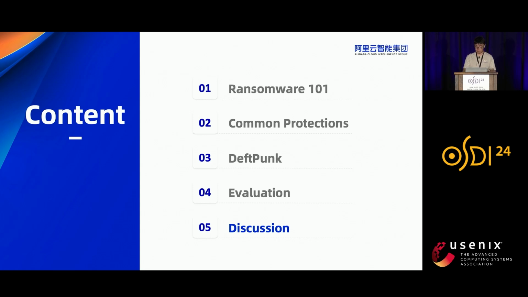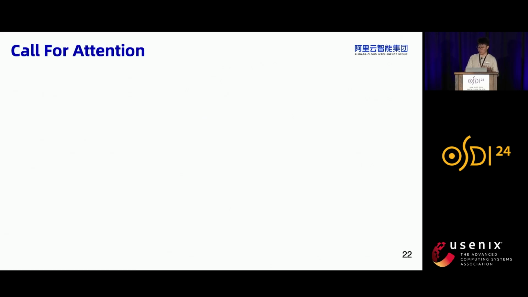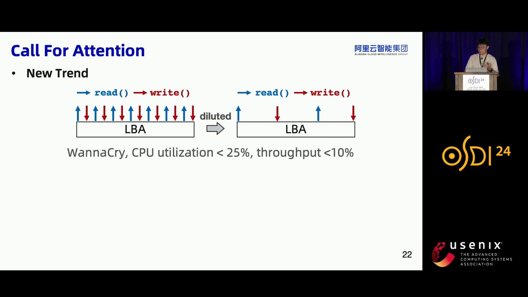Now, let's end with a discussion. Beyond DeftPunk, we want to raise awareness on ransomware detection. First, this is a cat and mouse game. During our development, we have seen new trends like WannaCry, which intentionally slows down the encryption procedure to lower CPU utilization and try to avoid detection. This can be caught by DeftPunk since simply slowing down does not change the patterns.